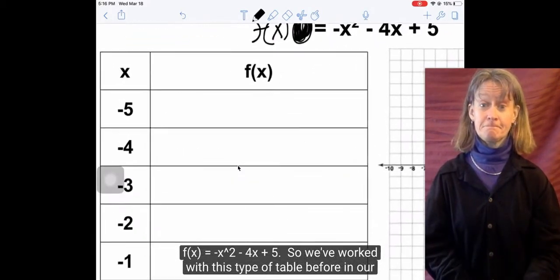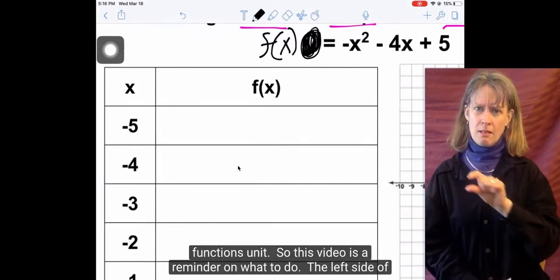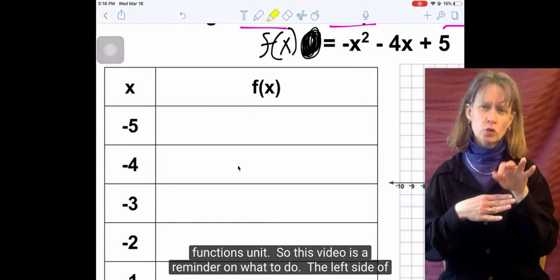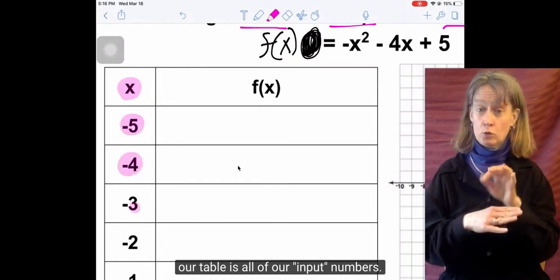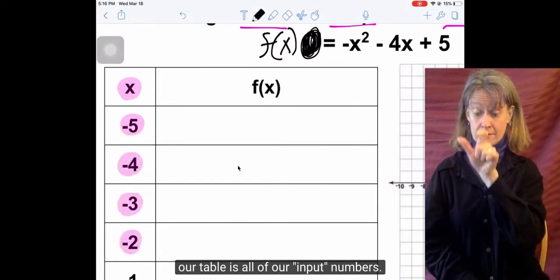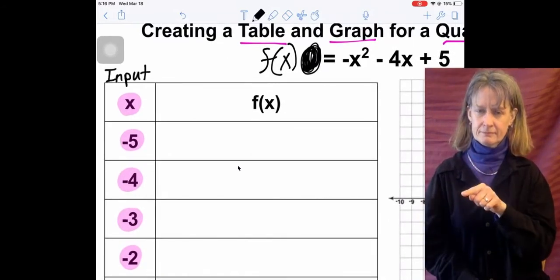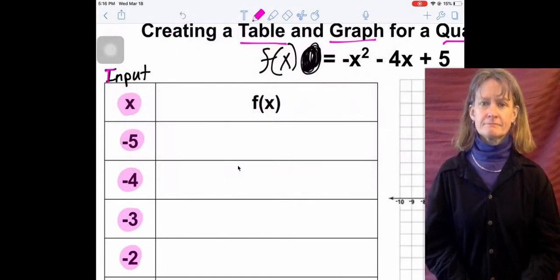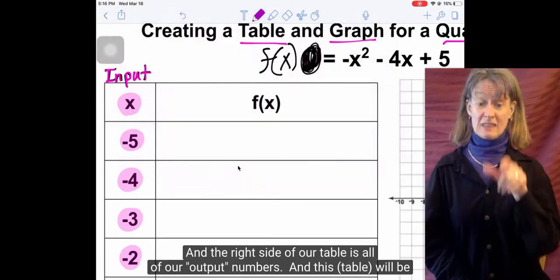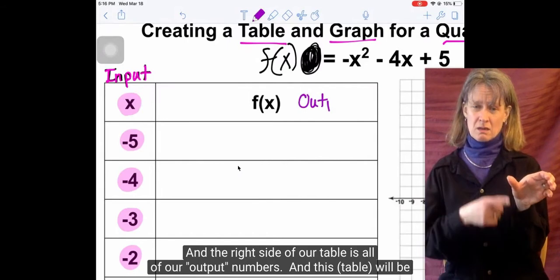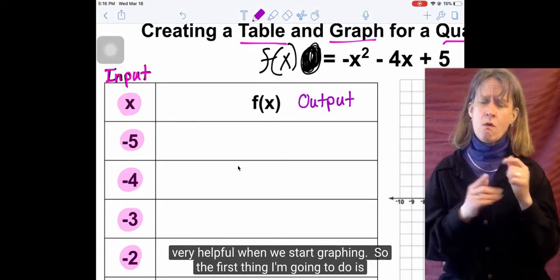So we've worked with this type of table before in our functions unit. So this video is a reminder on what to do. The left side of our table is all of our input numbers. And the right side of our table is all of our output numbers. And this will be very helpful when we start graphing.